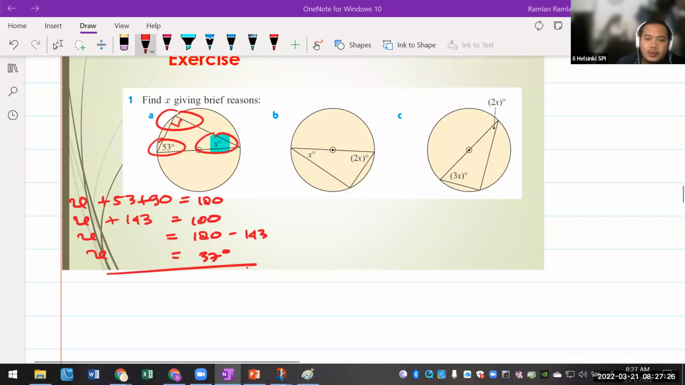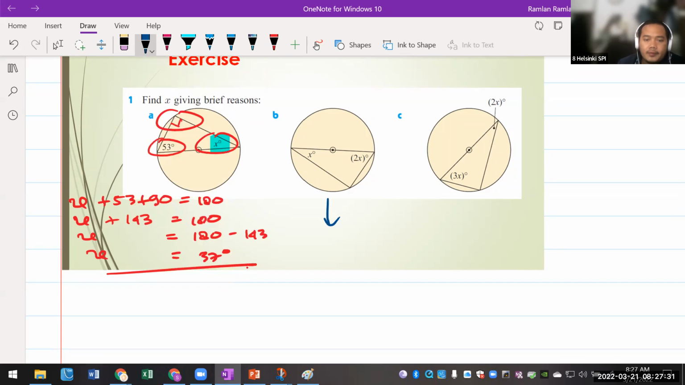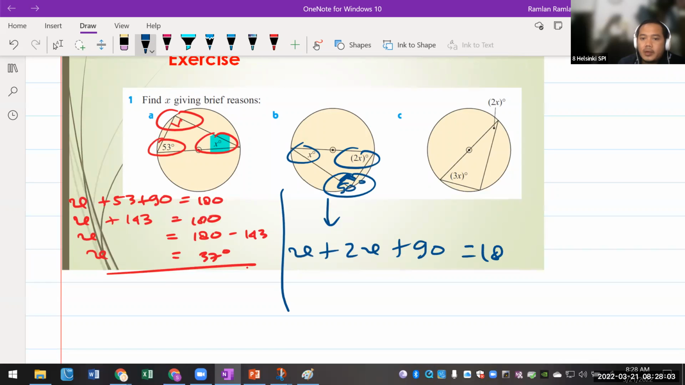There we go. So here we go, guys. So I'm gonna go to number 1B. So again, the theory is that the sum of the angles in a triangle is 180 degrees. So if we add these three angles, you'll get 180 degrees. Since we know that this is a semicircle, this angle will always be 90 degrees. Which means that if I add x, with 2x, and then with this 90 degrees, that will be equal to 180 degrees.